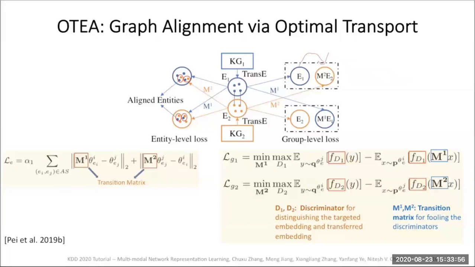The difference is minimized by using a minimax function, which involves a discriminator that distinguishes the entities from two different graphs. The transition matrices M1 and M2 are optimized to fool the discriminator. Overall, M1 and M2 are optimized to minimize both loss functions.